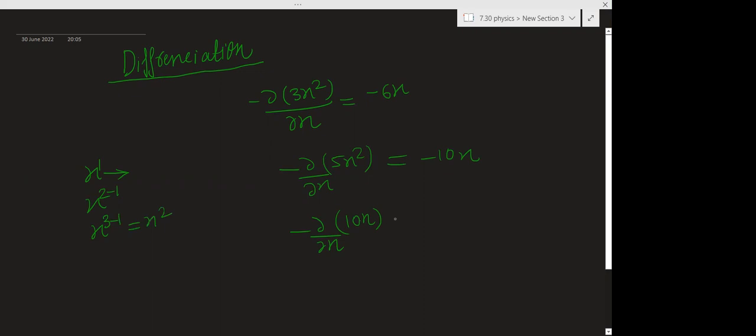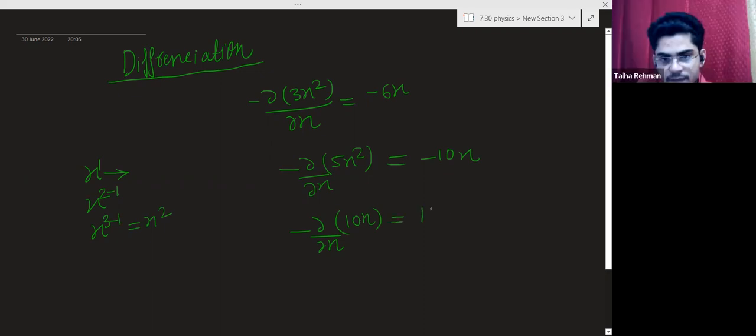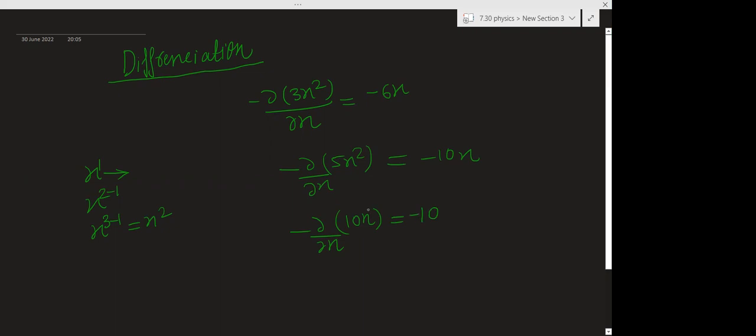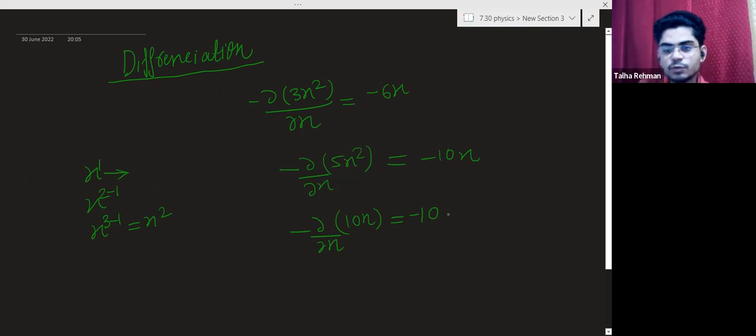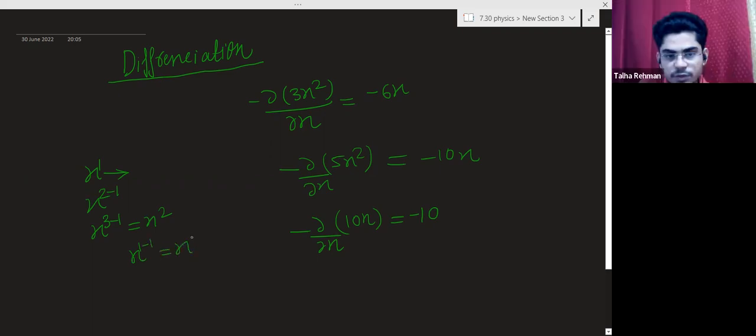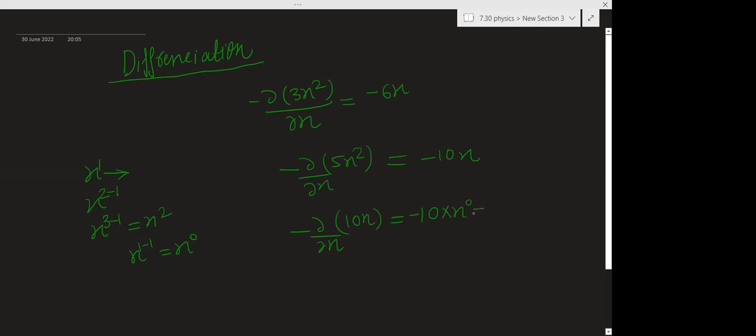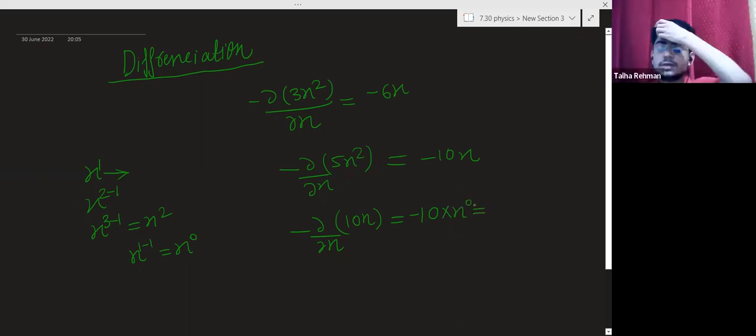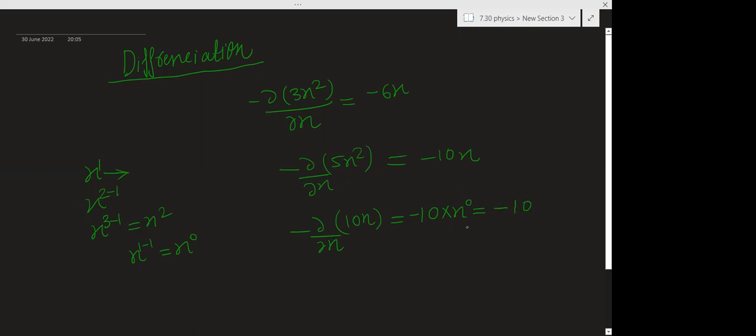So here 10 is there, and minus is there, and here what is the power of x? It is 1. 1 minus 1 means x to the power 0, and x to the power 0 is 1. If any number has power 0, it is equal to 1. So this will be 10.